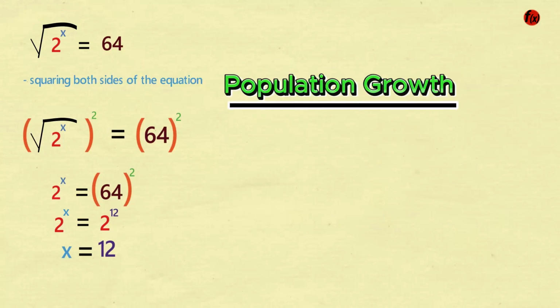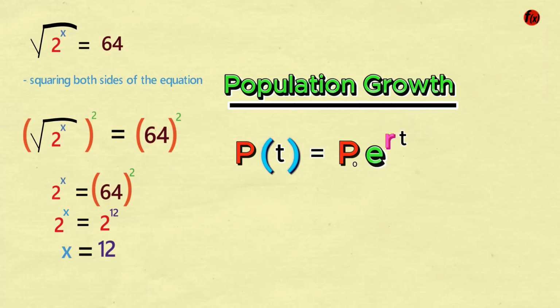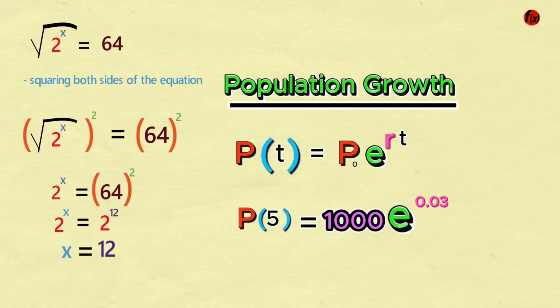2. Population growth. Population growth can also be modeled using exponential functions. The formula for population growth is Pt equals P0 e to the power RT, where Pt is the population at time t, P0 is the initial population, R is the growth rate, T is the time. For example, if a population starts at 1,000 and grows at a rate of 3% per year, the population after 5 years would be P5 equals 1,000 e to the power 0.03 times 5.